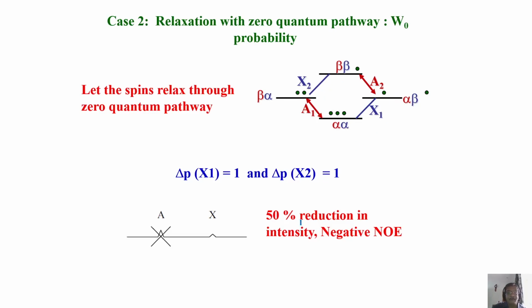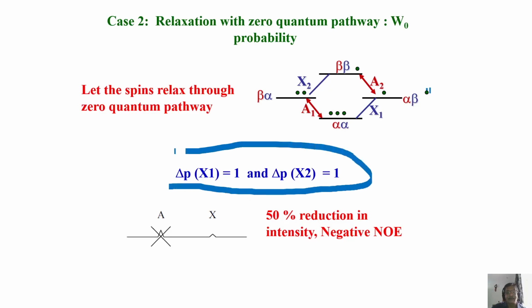What is happening now? Calculate the intensity for X. 3 minus 1, it is 2. It is 2 minus 1. X. 3, I'm sorry, here there is 1. 3 minus 2, it is 1. 2 minus 1, it is 1. So the transitions for X, earlier it was 3-3. If I allow the spins to go through zero quantum, it became 1-1.